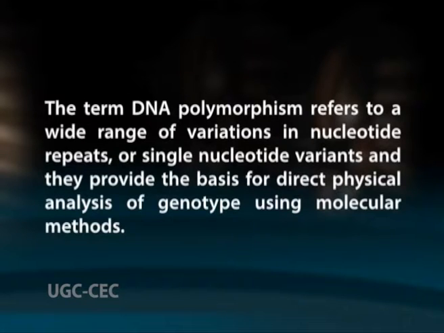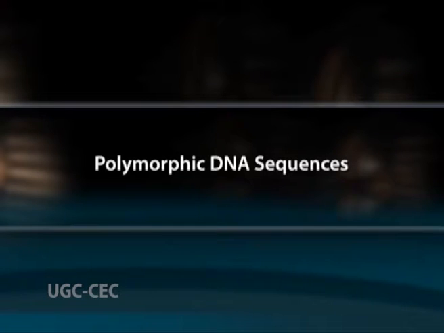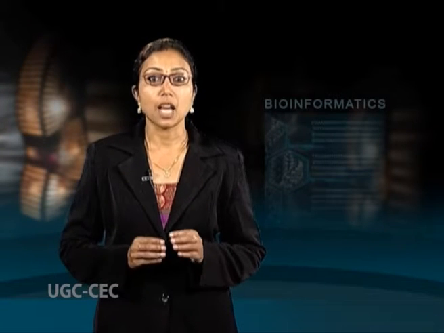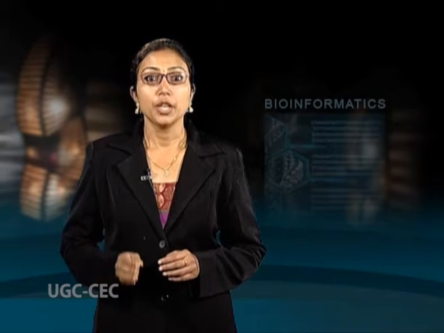The term DNA polymorphism refers to a wide range of variations in nucleotide repeats or single nucleotide variants, and they provide the basis for direct physical analysis of genotype using molecular methods. Polymorphism can be single bases or thousands of bases. Polymorphic DNA sequences. Polymorphisms are found throughout the genome. Human blood groups are an example of polymorphism.